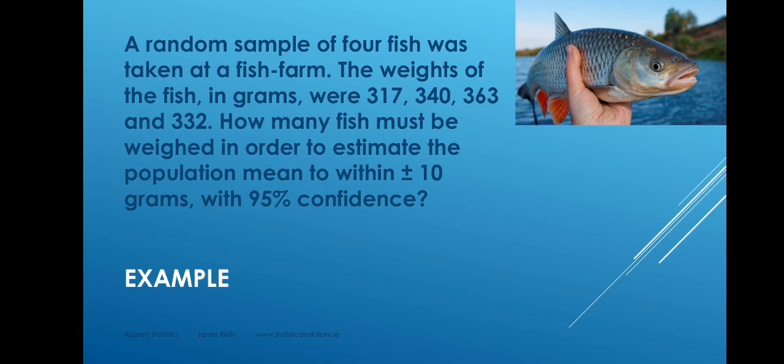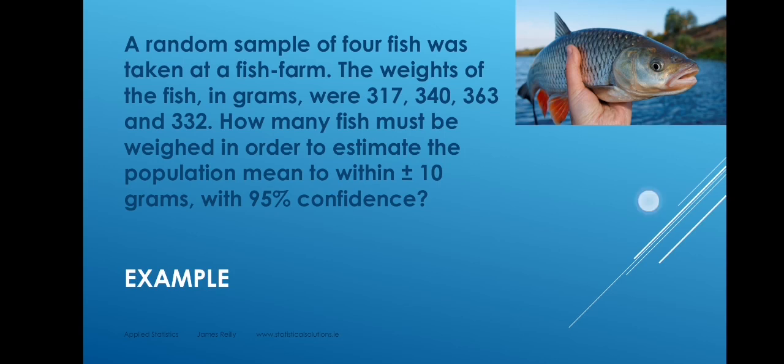So those are the weights, those are the 4 data in the sample. And the question is, how many fish must be weighed in order to estimate the population mean to within plus or minus 10 grams? So we have decided on the margin of error that we will tolerate. Plus or minus 10 grams is sufficient for our purposes.